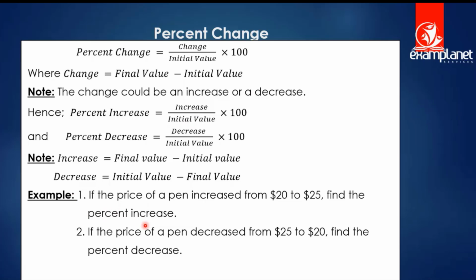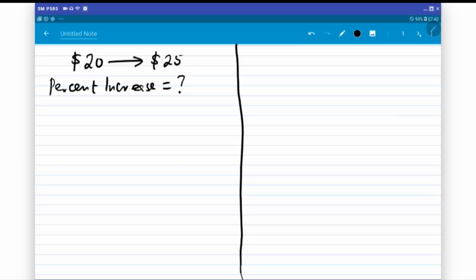Now let's look at this simple example here. It says, if the price of a pen increased from $20 to $25, find the percent increase. The price of a pen increased from $20 to $25. Find the percent increase. Okay, now let's see what we are going to have. The question says we are increasing from $20 to $25. So what is a percent increase?